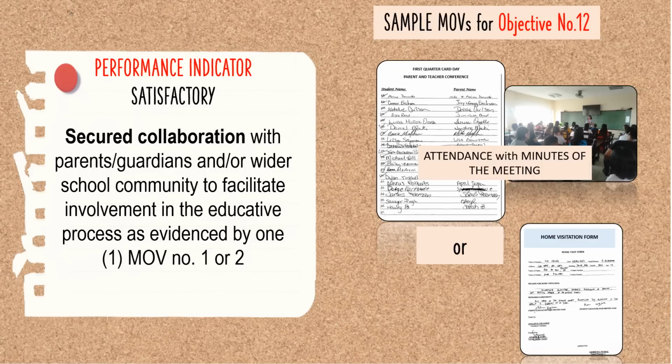Dahil ang performance indicator ng Objective 12 for quality ay secured collaboration with parents or guardians and/or wider school community to facilitate involvement in the educative process as evidenced by one MOV ng number 1 or number 2 na nabanggit ko kanina. Ito ay it's either developed advocacy materials or attendance sheets with minutes of the meeting, home visitation forms, kahit na isa lang doon ay ang mailalagay niya, ang kanya magiging rating ay satisfactory.